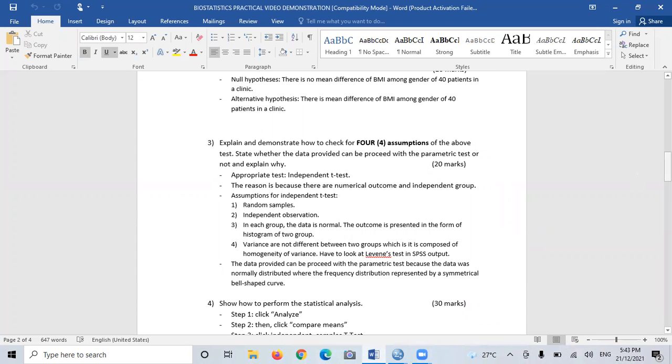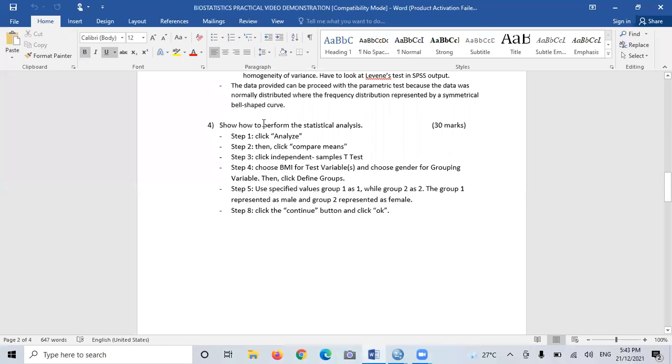The fourth question, question number 4, is to show how to perform the statistical analysis. Step 1, click Analyze. Step 2, click Compare Means. Then click Independent Samples T-Test. Choose BMI as the test variable and choose gender for the grouping variable. Then we click Define Groups. Step 5, use specified group values: group 1 as 1 and group 2 as 2, where group 1 represents male and group 2 represents female. Then click the Continue button and click OK.